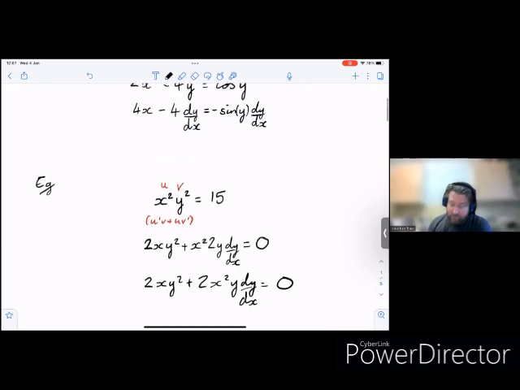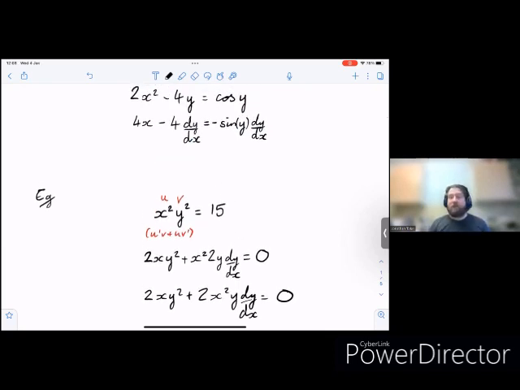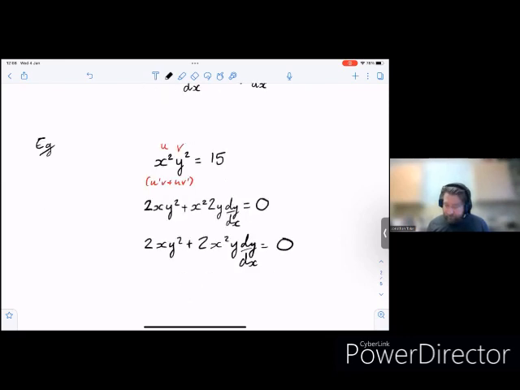So that's it. That's the overview of implicit differentiation. You just differentiate functions of y sort of as if they're functions of x, but then you've got to multiply by dy by dx. We're going to look at, I think, 3 past exam questions now.